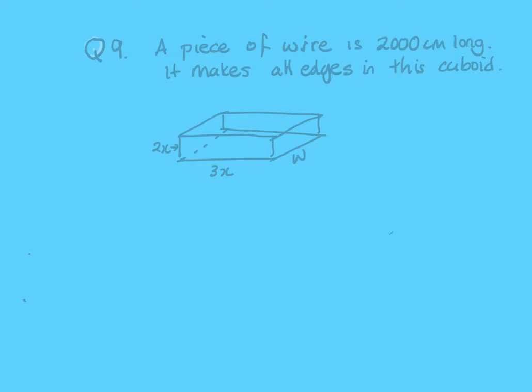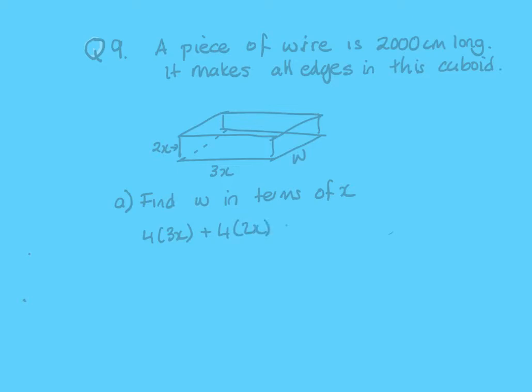Okay, question 9. This time we've got a problem-solving type of task. We've got a piece of wire, it's 2,000 centimetres long, and it's made all the edges of this cuboid. And you can see that we've got 2x for the height, 3x for the length, and w for the width. Find w in terms of x.